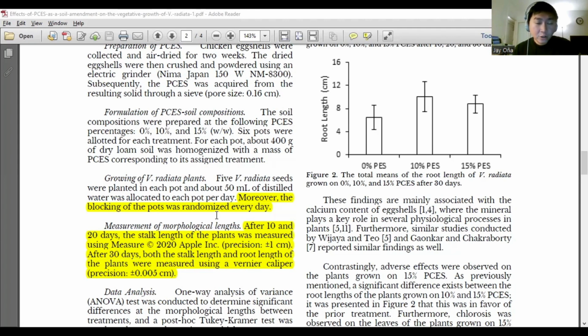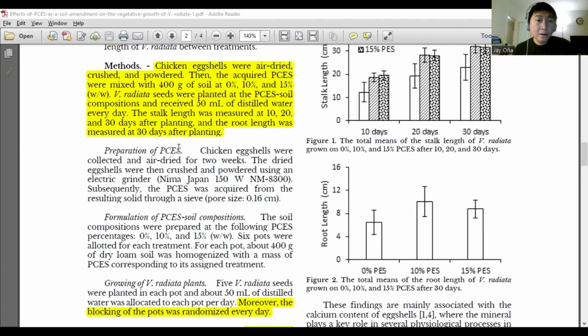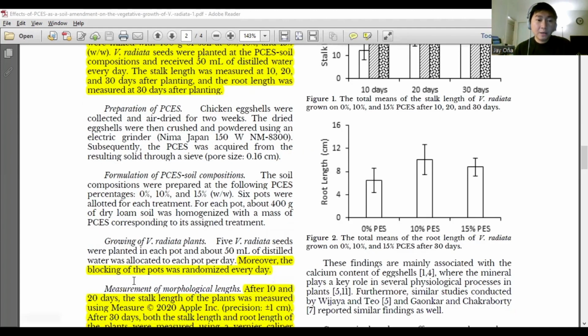So they also said here that the blocking of the pots was randomized every day, and they gave an equal amount of water on the different plant samples. So equal amount of watering, and also the blocking of the pots was randomized every day, probably to control the amount of sunlight that each plant received.